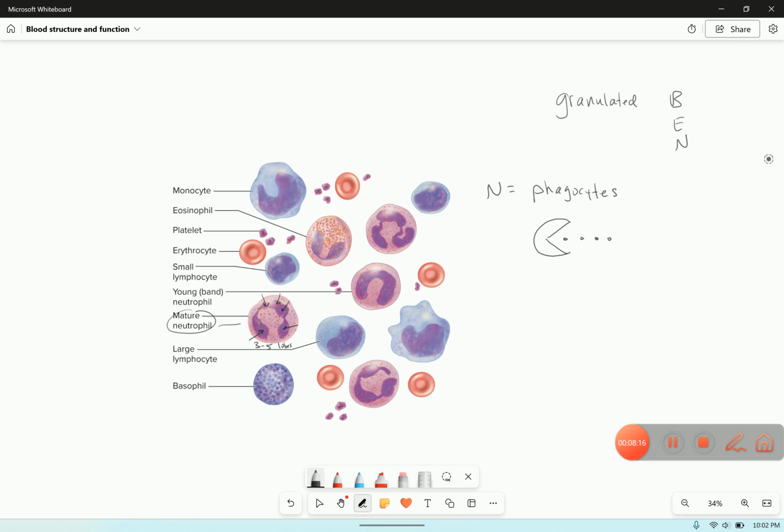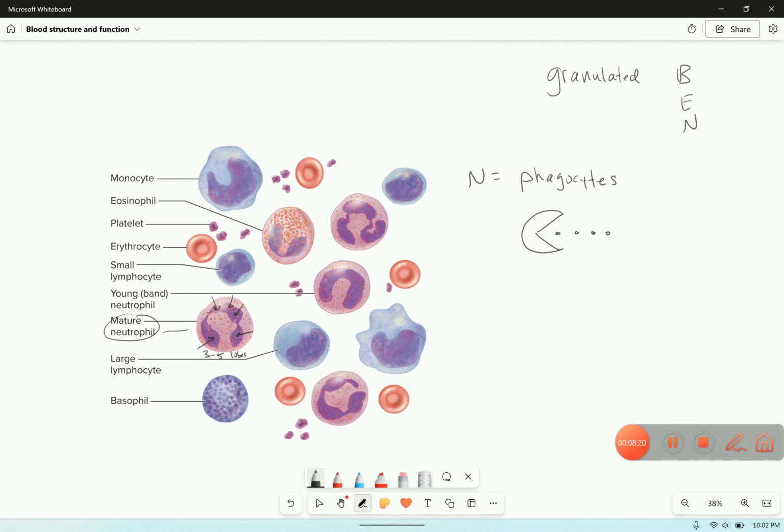So I like to use the Pac-Man analogy. So Pac-Man goes around and eats things. So the neutrophil goes around and eats things. So that makes it a phagocyte. The actual process of destroying the pathogen is phagocytosis. Okay, an example would be bacteria.